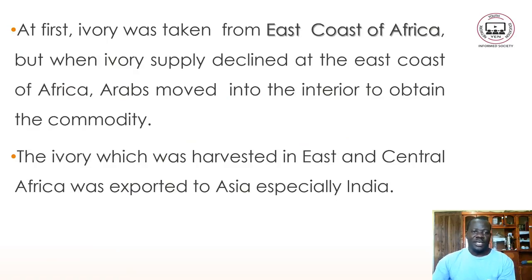So at first, ivory was taken from the east coast of Africa. When people were in need of ivory, they just came to East Africa and got it, because there were a lot of elephants there. But when the supply of ivory declined at the east coast of Africa, the Arabs moved into the interior to obtain the same ivory.